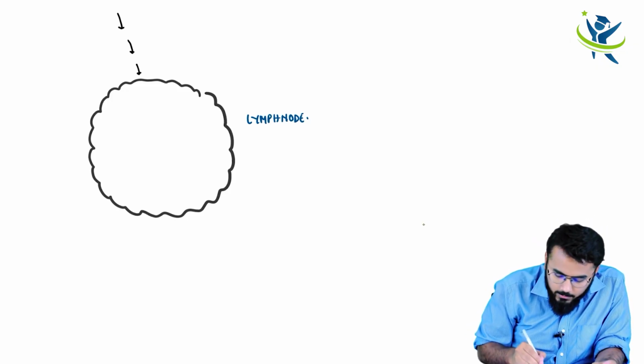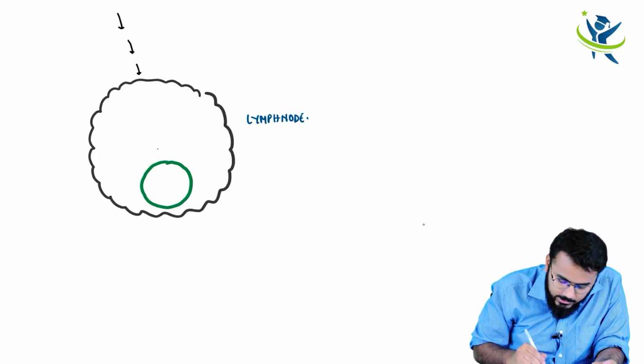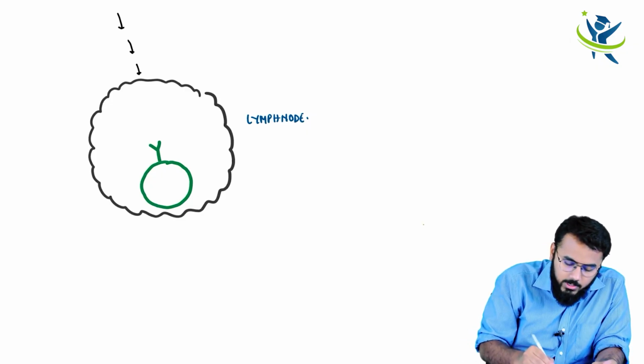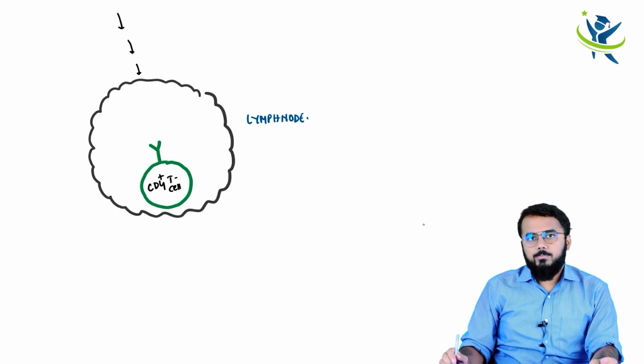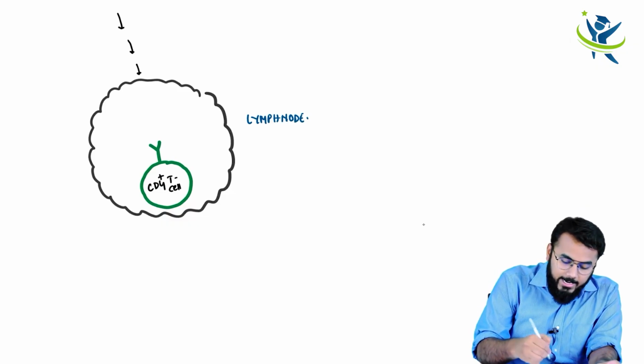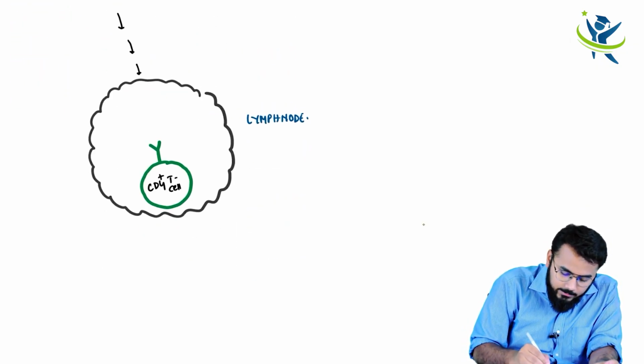Okay. So let me draw one thing. So these are your CD4 positive T cells which have got their own receptor like this. Now what is this? A CD4 positive T cell. It has got its own receptor. Now the dendritic cell has to come all the way here, right? So this was your dendritic cell like this.